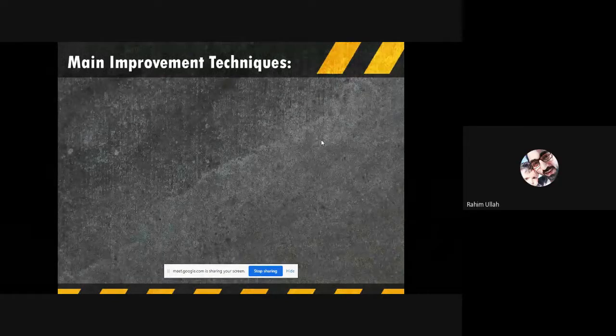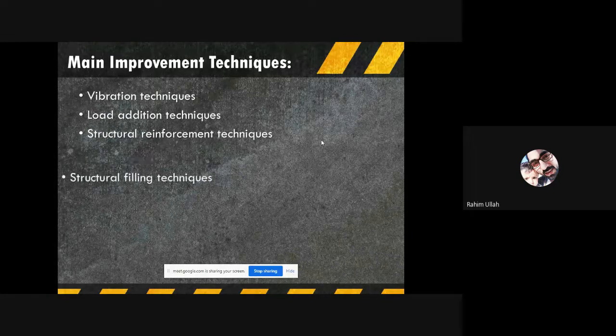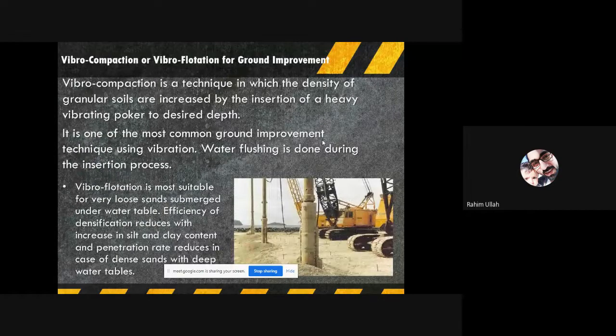Bismillahirrahmanirrahim. The main improvement techniques include vibration techniques, loading addition techniques, structure reinforcement techniques, and structure filling techniques by grouting. First of all, Vibro Compaction, also known as Vibro Flotation, for ground improvement. Vibro Compaction is a technique in which the density of granular soil is increased by the insertion of a heavy vibrating poker to a desired depth, the depth up to which we require the compaction.